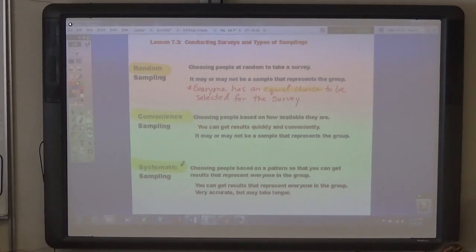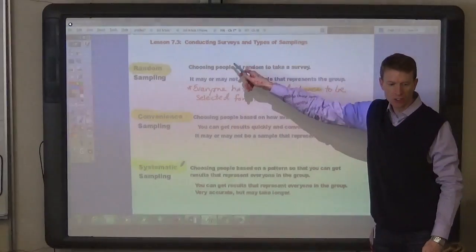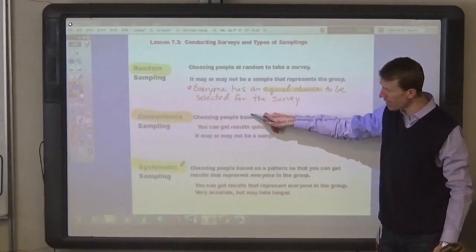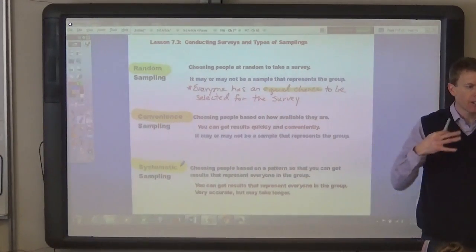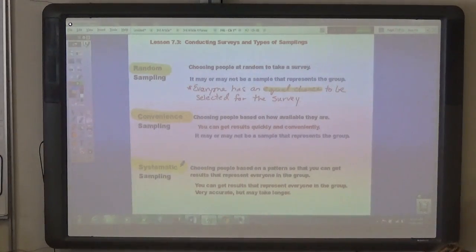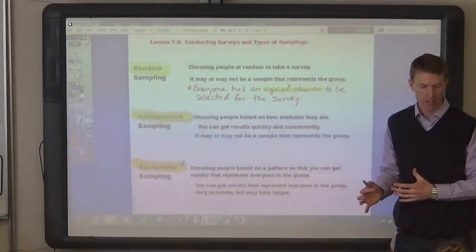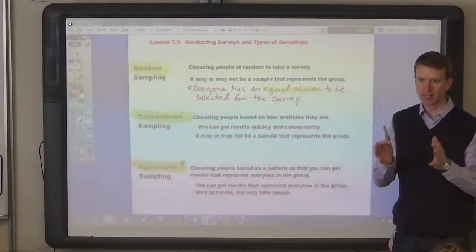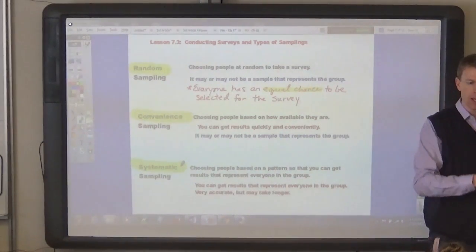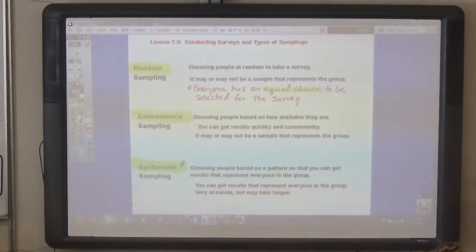Okay, sixth graders, lesson 7.3 is all about different ways of taking surveys. Taking a survey, meaning asking questions of people to collect data and figure out what people's opinions are. Okay? So there are some different ways to design a survey so that you can get the best sample of the people that you are going to ask.